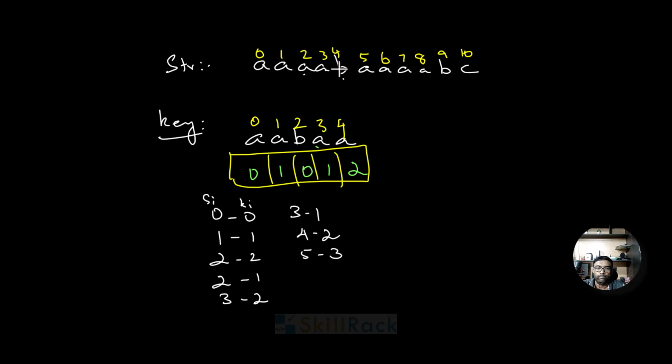5, 3. So now at 5, what is the value? It is A. And 3 also it is A. So you will be going to 6, 4. So 6 it is A and 4 also it is A. So you will be going to 7, 5. But you don't have a 5 here.